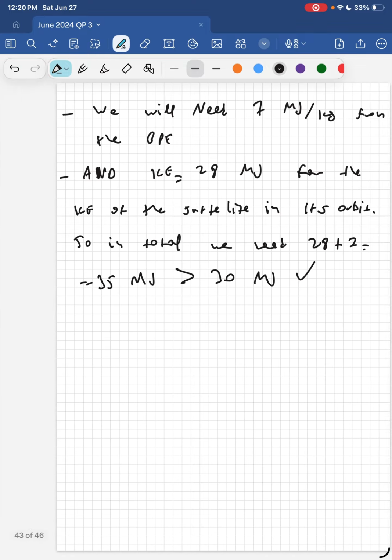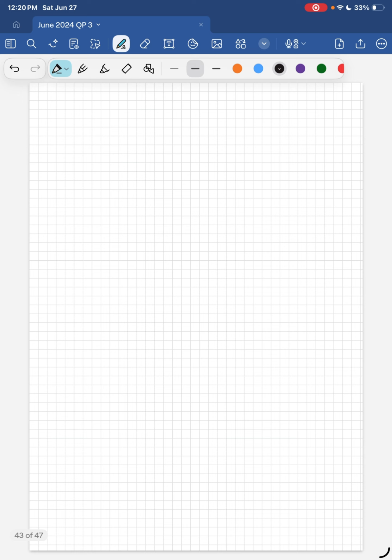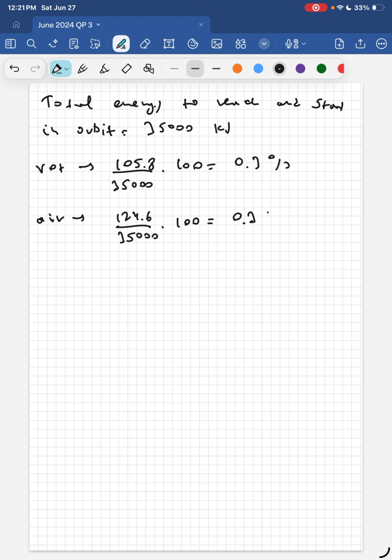Now let's use a clean page. The total energy to reach and stay in orbit is 35,000 kilojoules. So from the rotation, the gain is just 105.8 over 35,000 times 100. The gain is 0.3% for the rotation. And with the aircraft, the gain is 124.6 over 35,000 times 100. The gain is 0.36%. Now let's talk about advantages and limitations.